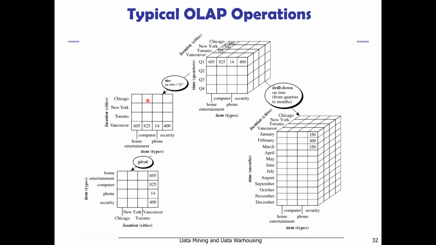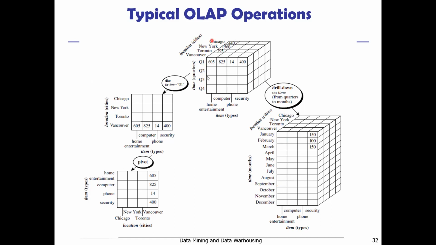Another operation is the drill down operation, on the same data cube containing locations, items, and times. Time here is in terms of quarter, Q1, Q2, Q3. So if we drill down on time from quarters to months, the data will be showing monthly instead of quarterly. So this is a drill down operation.